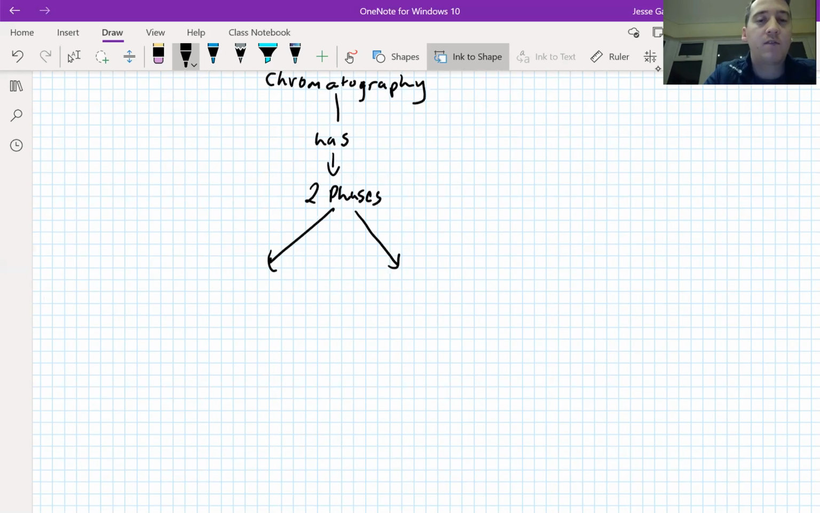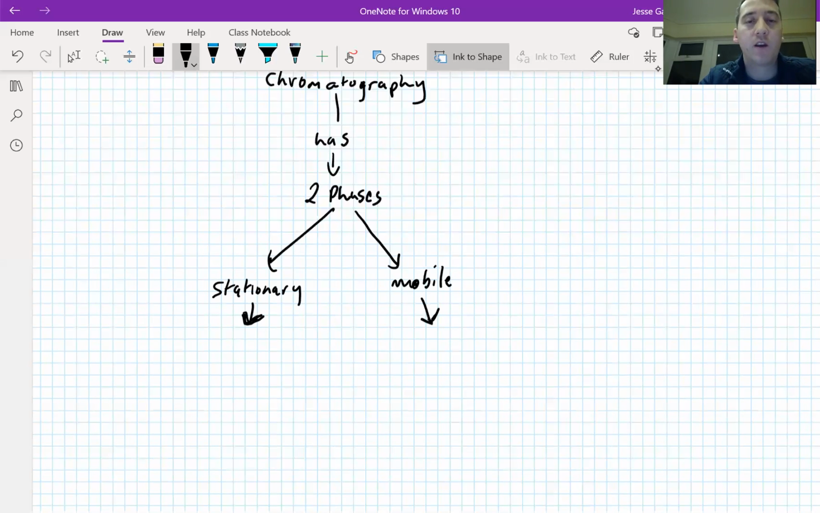Okay, this is what you should have. The 2 phases are, this one is stationary, and this one is mobile. So we have the mobile phase and the stationary phase. Okay, on 3, I want you to write down what those things mean. So what does the mobile phase do and what does the stationary phase do? Or what do those words mean? On 3, 1, 2, 3, pause the video.